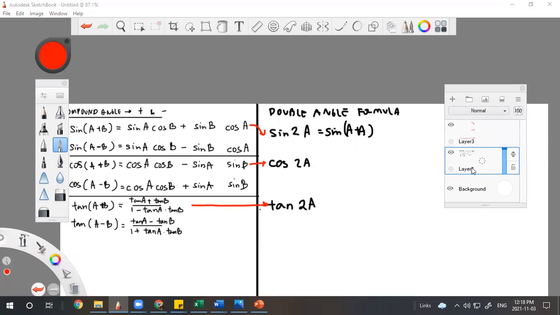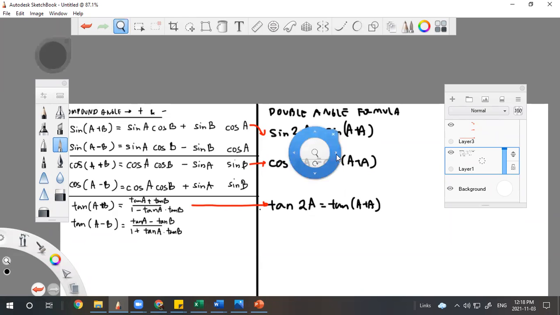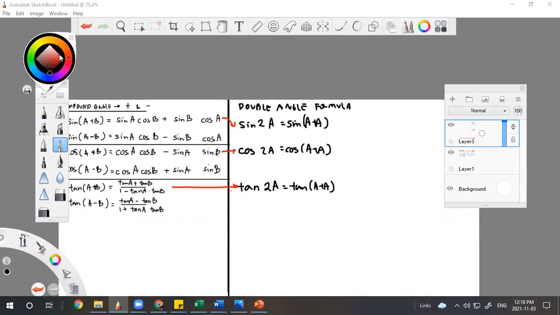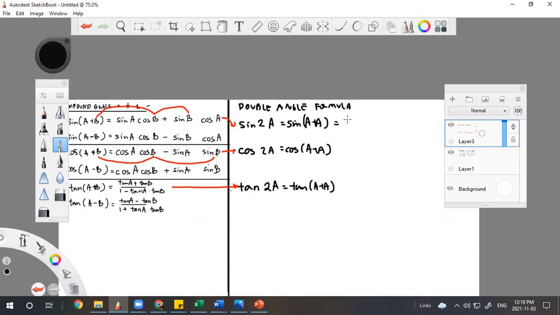Okay. So let's try to think of the further double angle. It can be written as cos a plus a. It can be written also as tan a plus a. Right? So what is sine a plus a? You just change the b by a. Right? Here. You have to change this. B by a. Every b is supposed to be changed to a. So it will be like this.